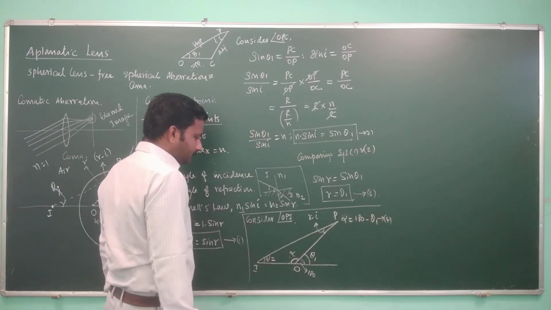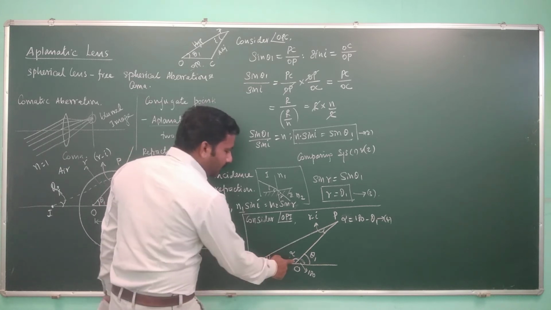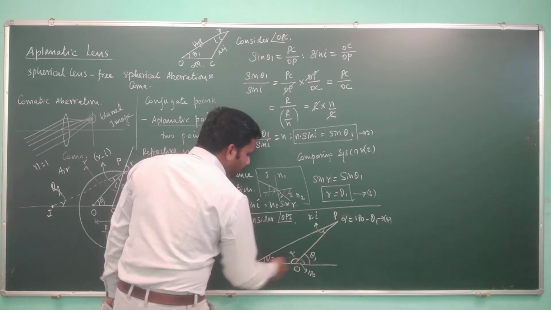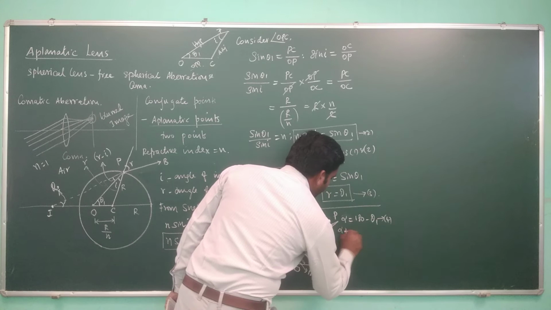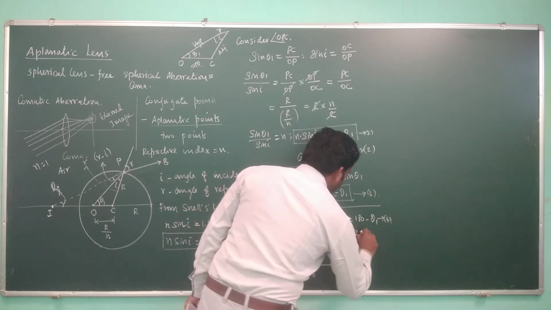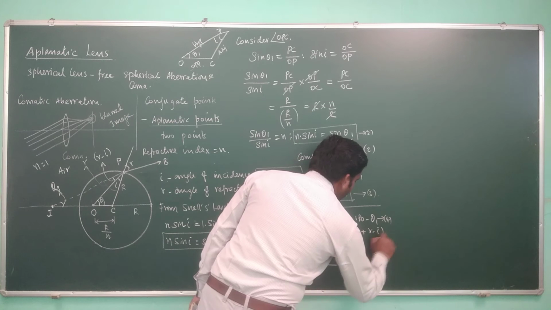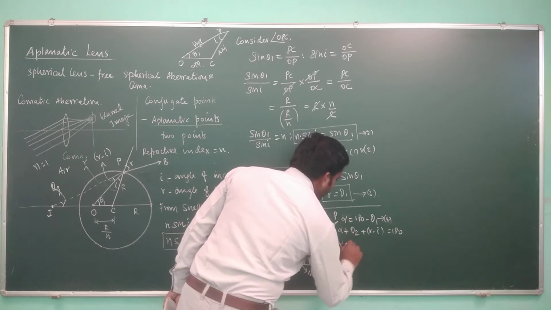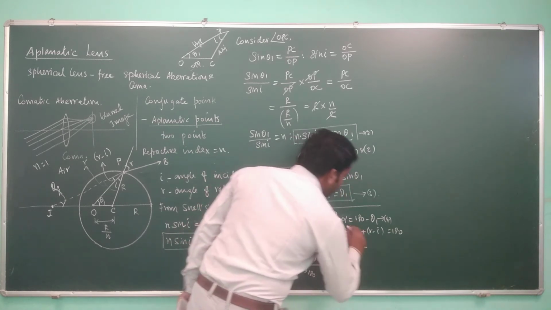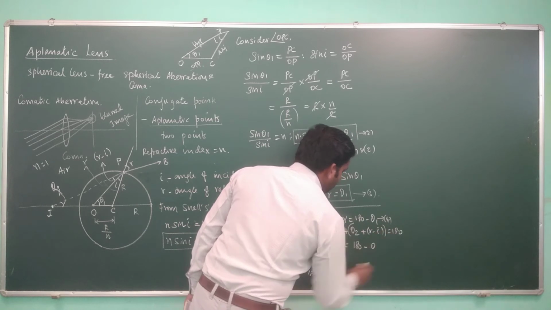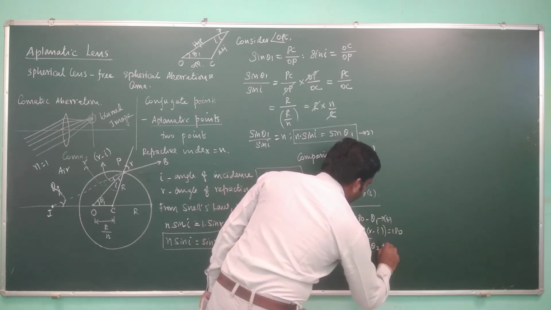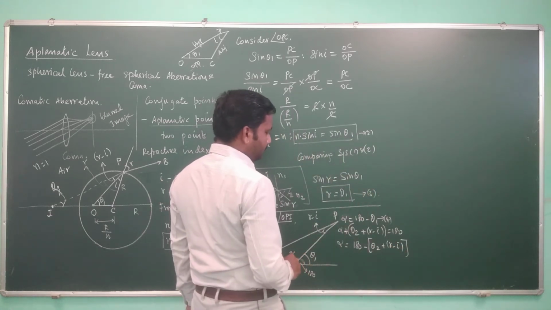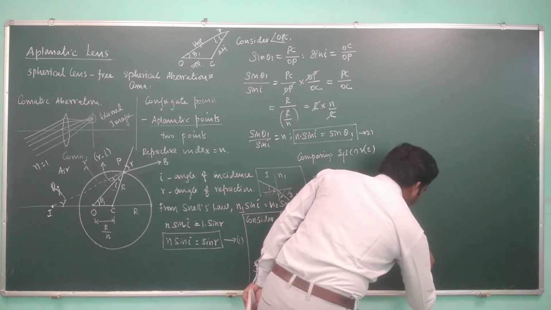And then again you can write this alpha in terms of these three triangles. The sum of all three angles of the triangle is equal to 180, right? So alpha plus theta 2 plus r minus i is equal to 180. Now if you want alpha, what you have to do? 180 minus this term. 180 minus theta 2 plus r minus i. Okay. So let's write this as equation 5.